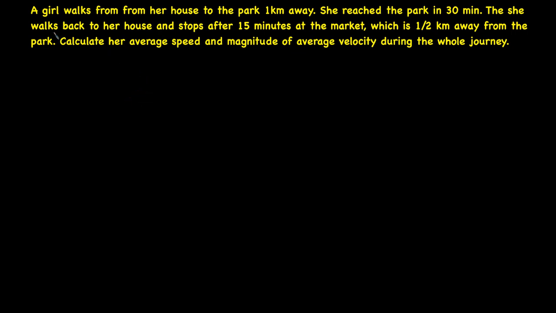It says a girl walks from her house to the park, which is 1 kilometer away, and she reached the park in 30 minutes, and then she walks back to her house and stops after 15 minutes at the market, which is half kilometer away from the park. Now they say calculate the average speed and magnitude of average velocity during the whole journey. So let's set it up. So what they gave us.